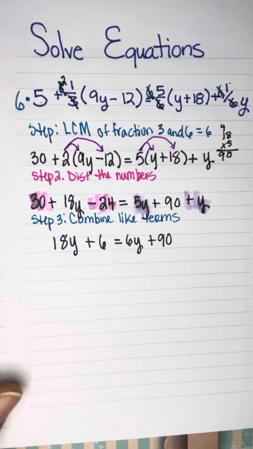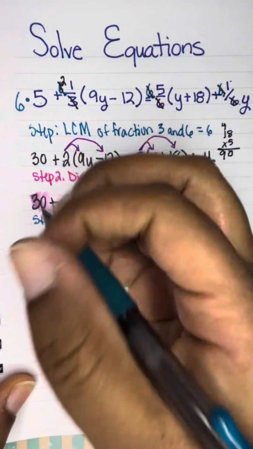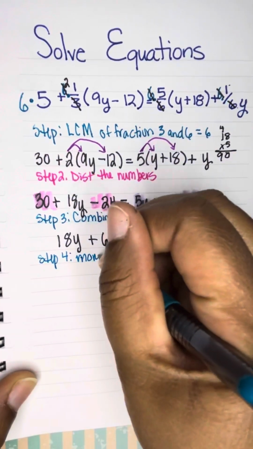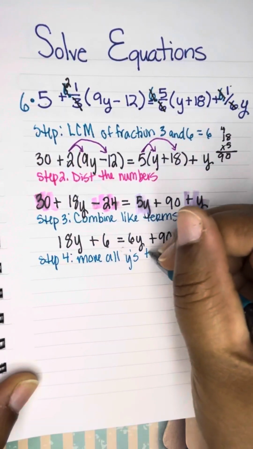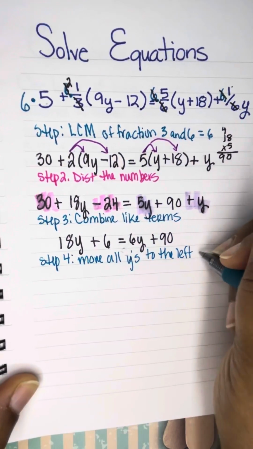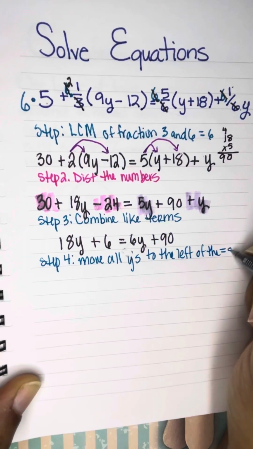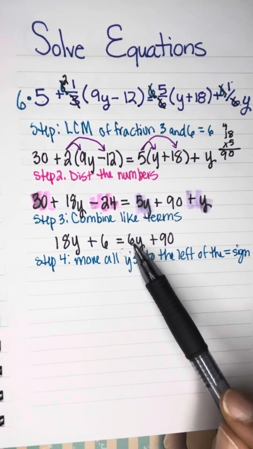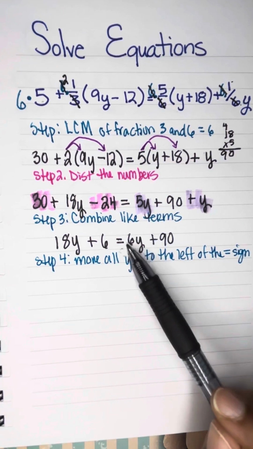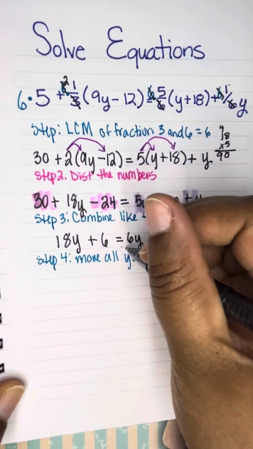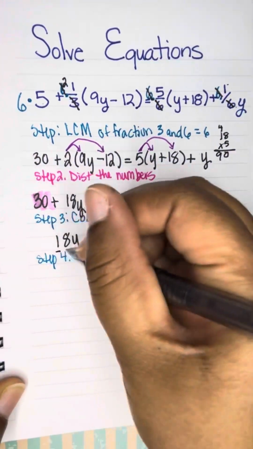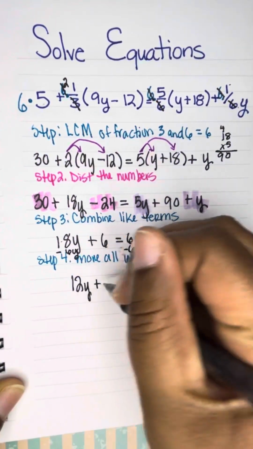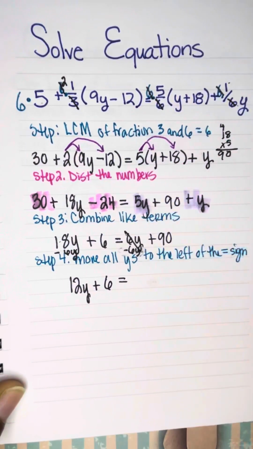Now I'm moving. This is the next step: move all y's to the left of the equals. Okay, so that means I'm looking at this 6y. Well, how do I move it? I have to do the opposite. What's opposite of positive? I'm going to minus 6y to both sides. So 18 minus 6, well, that's going to leave me 12y plus 6, equals 6 minus 6 cancels, and then we have 90.